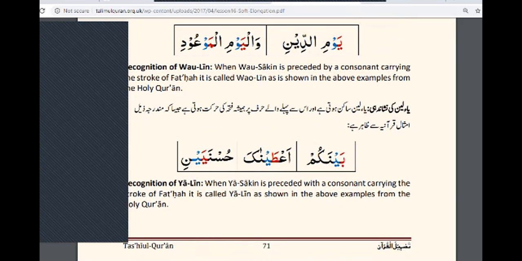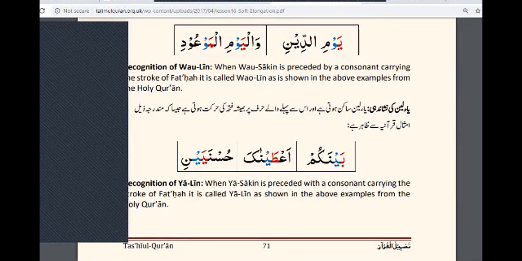So you just need to listen for the moment. It says, recognition of ya lean. When ya sakin is preceded with a consonant carrying the stroke of fatha, it is called ya lean, as shown in the examples. So for example, that first example there, we have a ba, which has a fatha, and then we have a ya with a sukun, which is a ya lean because the ba has a fatha on top. And this will make the sound bay.